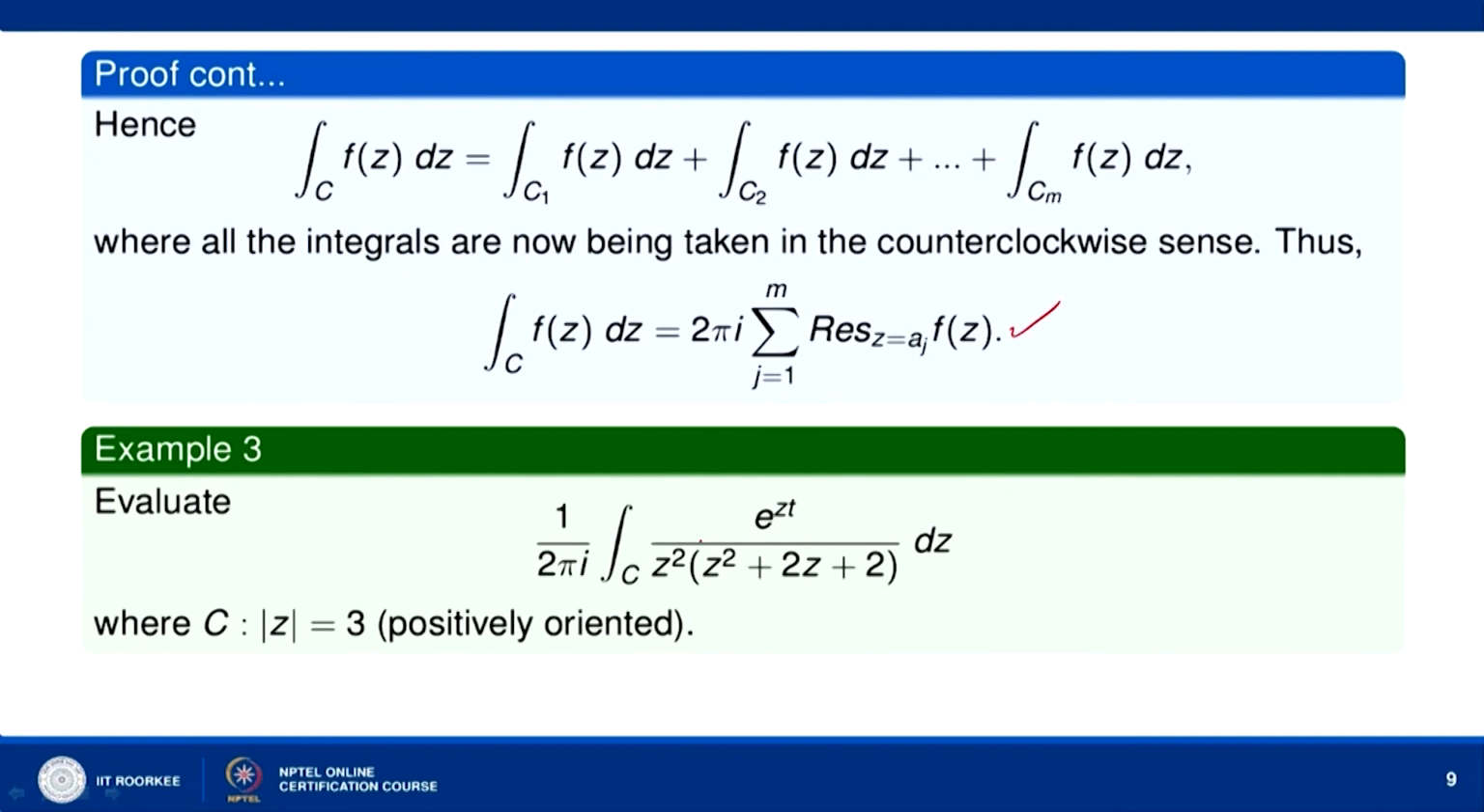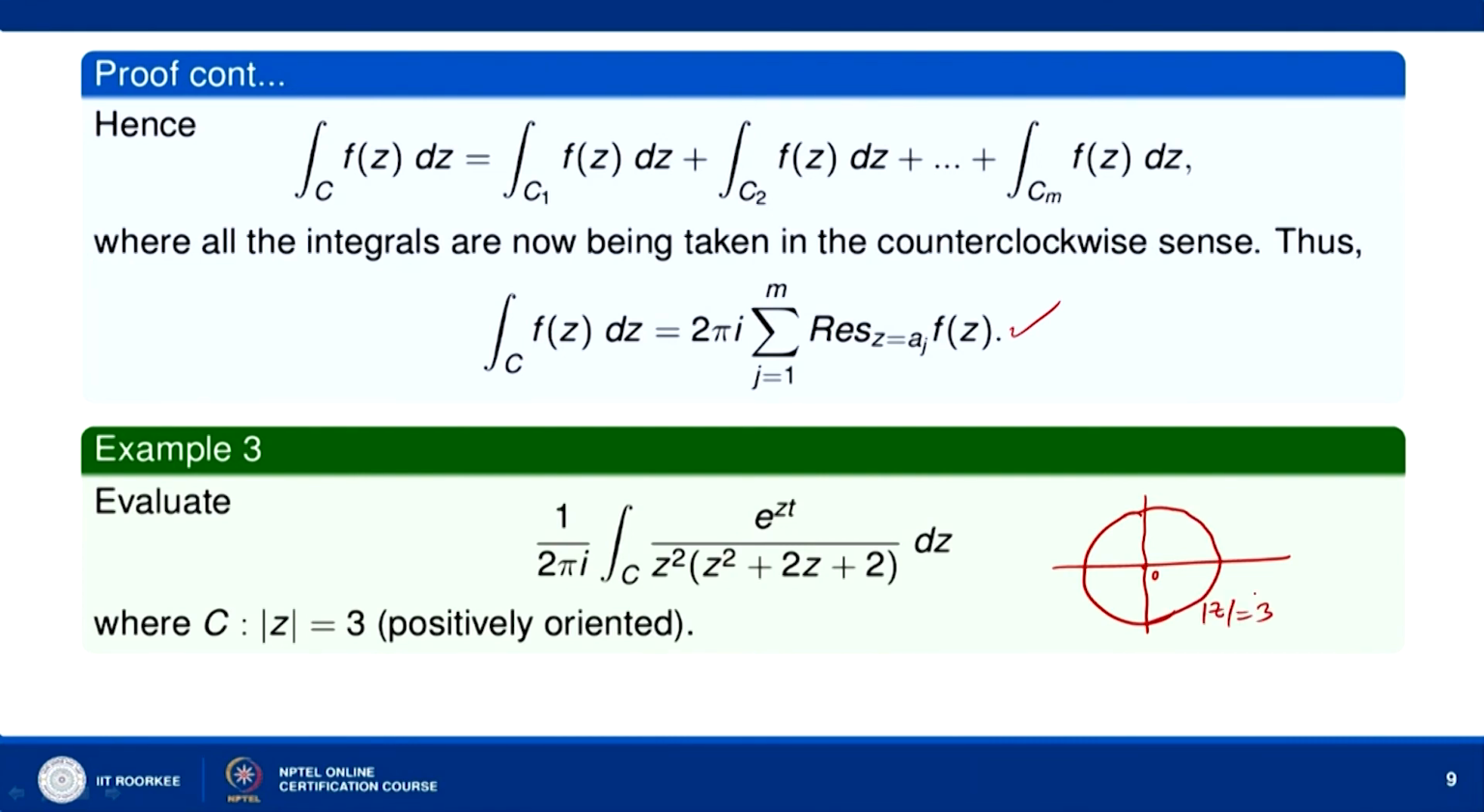We have f(z) equal to e to the power zt over z square plus 2z plus 2. We have to find the value of this integral. C is the circle with center at origin and radius 3, that is, mod z equal to 3.